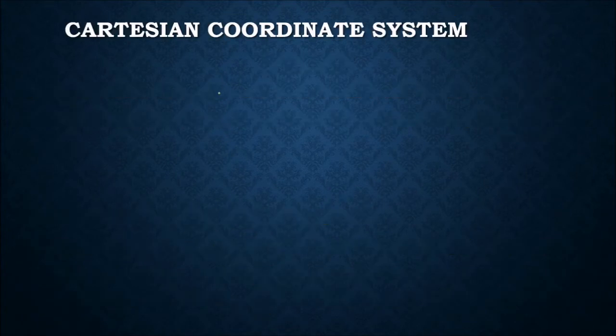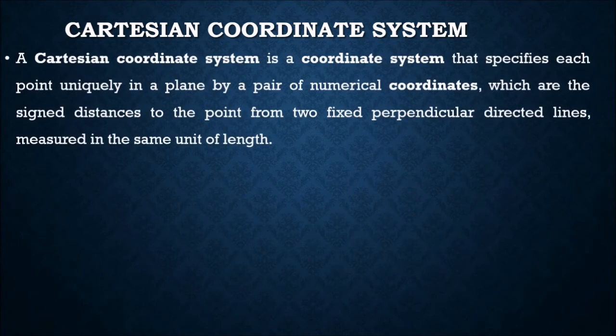Cartesian coordinate system. What is the Cartesian coordinate system? A Cartesian coordinate system is a coordinate system that specifies each point uniquely in a plane by a pair of numerical coordinates, which are the signed distances from the point to two fixed perpendicular directed lines, measured in the same unit of length.